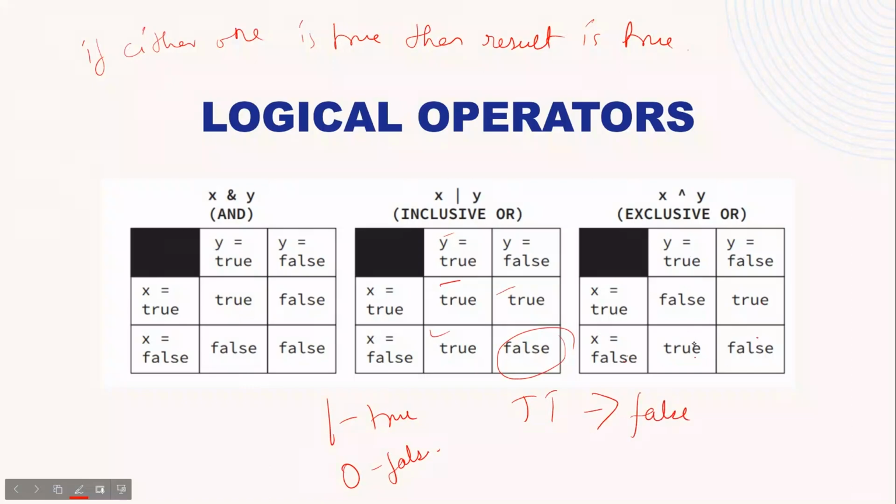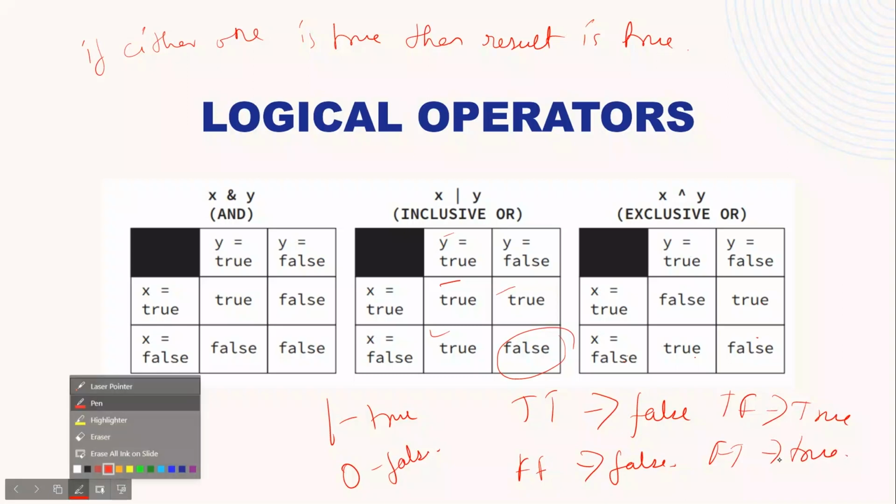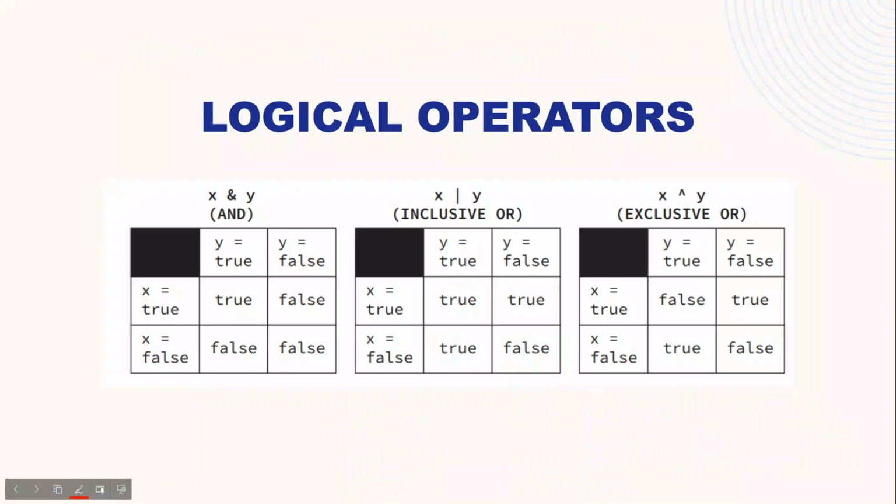And if there are two similar bits like false and false, then it is also false. So to get a true value in exclusive OR, you just have to flip one bit. For example, if it is true false, then it is true, and if it is false true, then it is true. So that is about exclusive OR operation, right? So that is what I meant by that.